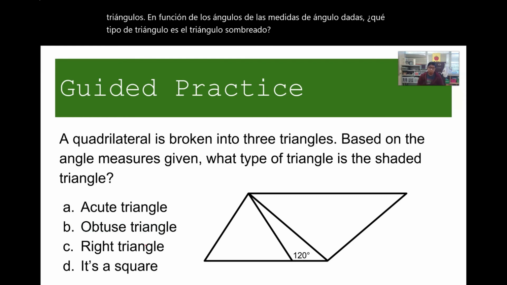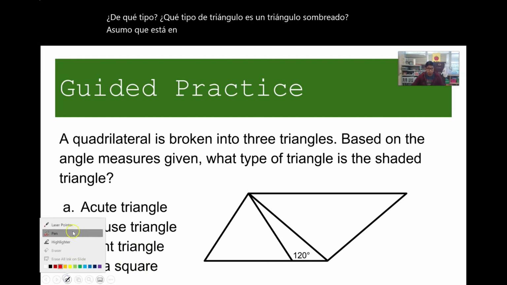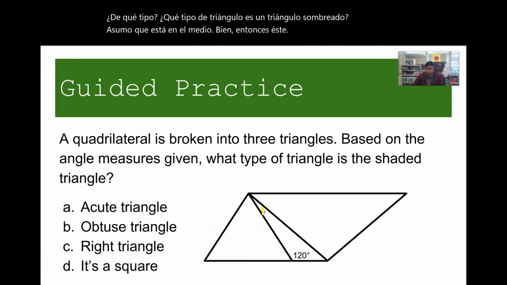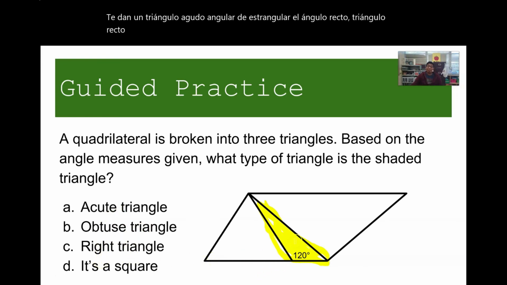What type of triangle is the shaded triangle? I'm assuming the one in the middle. Okay, so this one. What type of triangle is this called? They gave you an angle. Acute triangle, obtuse triangle, right triangle, it's a square. What type of triangle is this called?